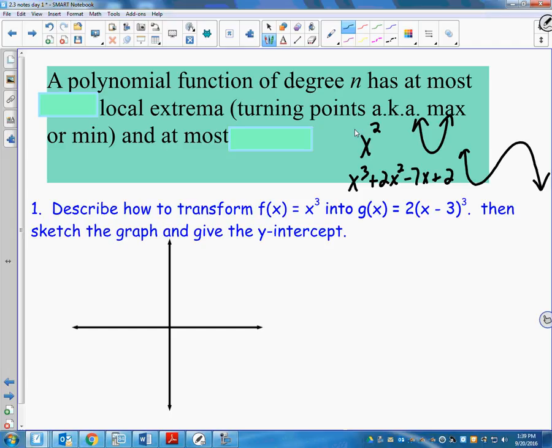Let's go with it. So, based on the degree, we can tell how many turning points a graph can have and how many zeros a graph can have. And I think we can figure it out from here. X squared has how many turning points? 1 turning point. X cubed could have how many turning points? 2. So the rule is that a polynomial function of degree n has at most how many turning points compared to the degree?